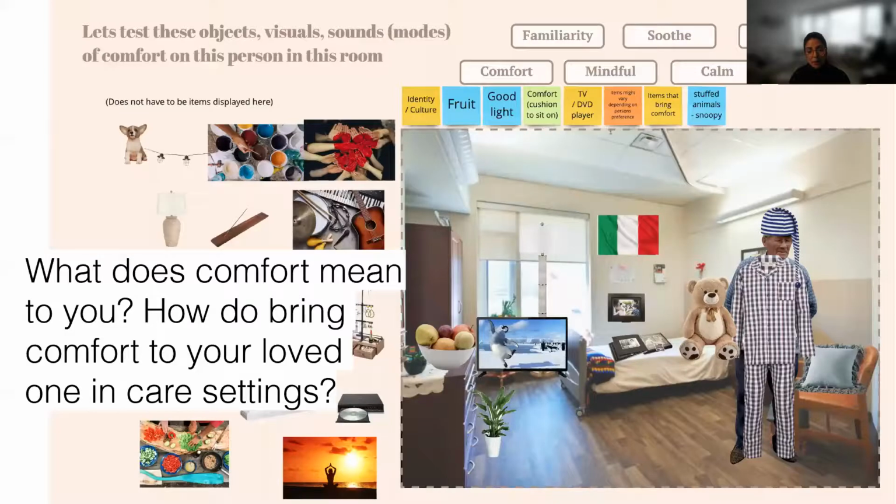We started with virtual workshops with care partners, asking broad questions like, what does comfort mean to you? How do you bring comfort to your loved ones in care settings? Care partners know their loved ones well and gave us really great insights on what makes their loved ones who are living in care settings feel comforted when they are in distress. Through these workshops, we gathered insights on how care partners prioritize care for their loved ones. And you can see some of the fun brainstorming activity that we did virtually in this photo.